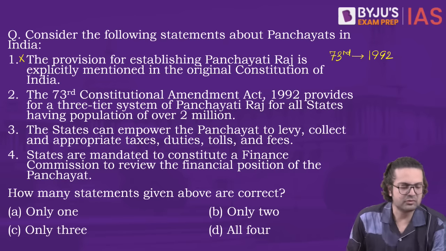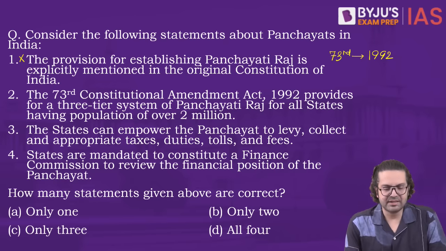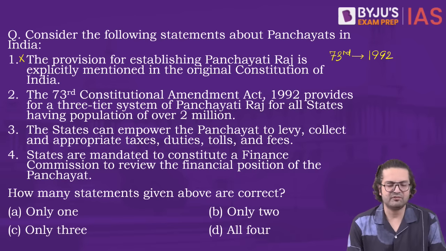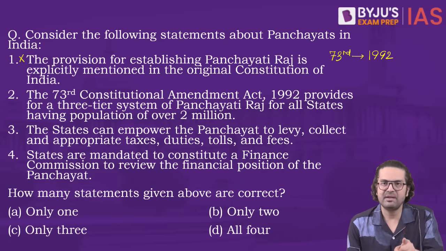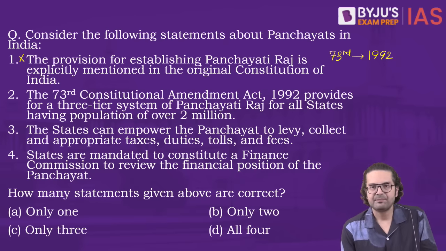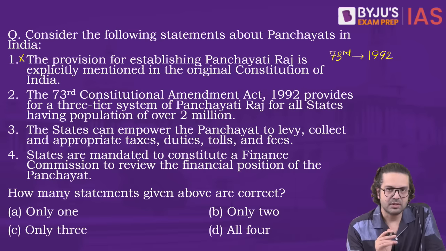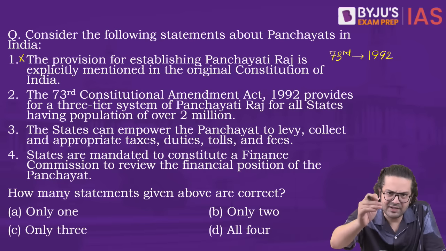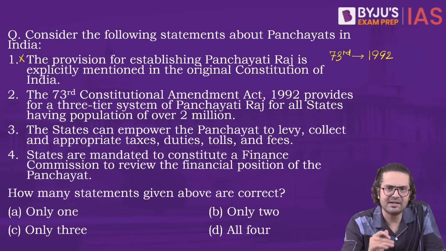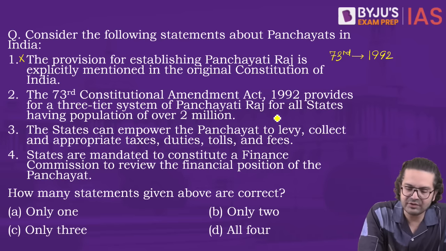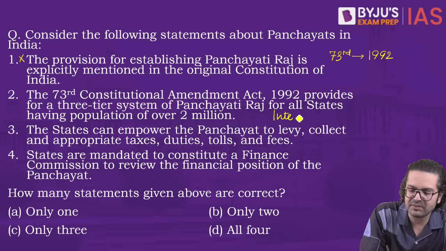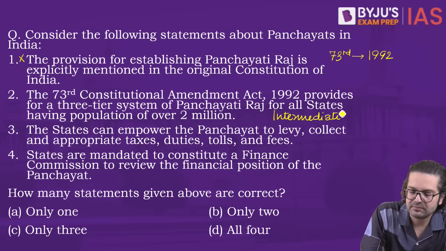Number 2. The 73rd Amendment Act 1992 provides for a 3-tier system of panchayat for all the states having a population of over 2 million. 2 million means what? 20 lakh people. 1 million is 1 lakh. Yes, that's correct. Because there's an exception. If any state has a population of less than 2 million, that is less than 20 lakhs, that state may not, if it wants to, constitute the intermediate level of panchayat. That's possible. So you may skip that.